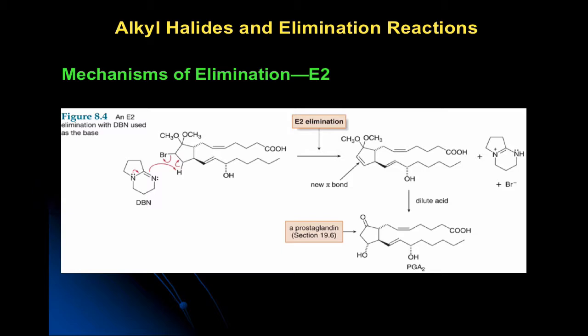to make things that are useful. So for example, here we have an alkyl halide. It's a bromide. It's a secondary bromide. They treat this with DBN in this particular case. It does an E2 elimination mechanism, puts in a carbon-carbon double bond right where they want it, okay?